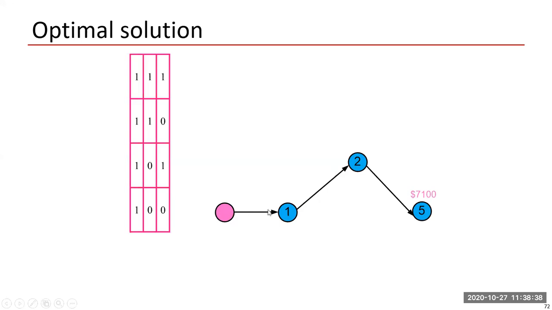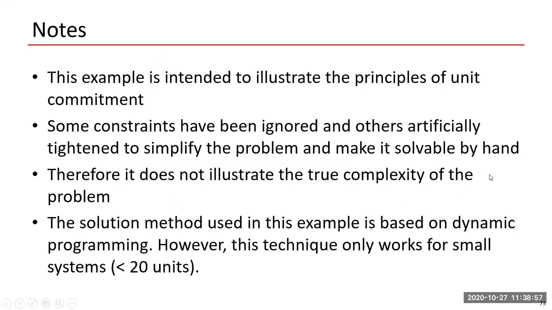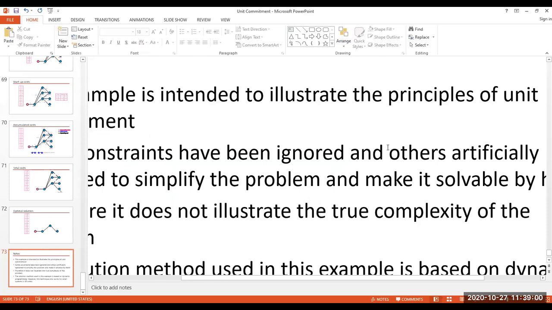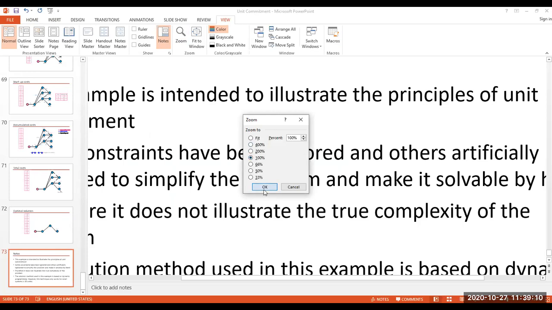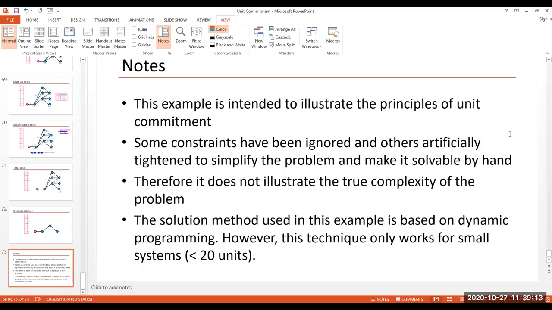From hour 0, I will come to hour 1. I will stay at the same state, 100. At the 2nd hour, I have to change my state to 101, and at hour 3, I will again come back to my first status, which is 100. So that concludes the discussion of the unit commitment problem.